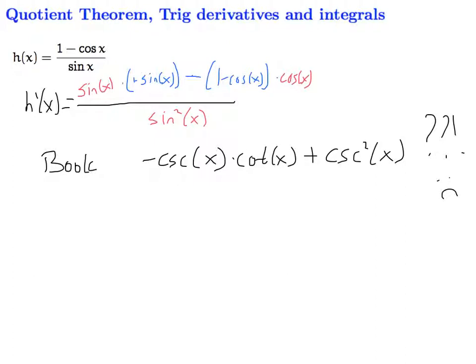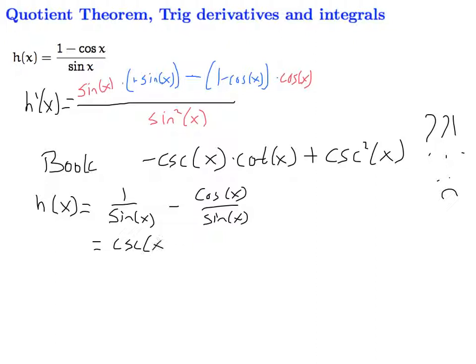Well, another thing that could have happened with this function is they may have rewritten it right away. We can rewrite 1 minus cosine of x over sine of x as 1 over sine of x minus cosine of x over sine of x. And if you remember your trig identities, this first one is, of course, cosecant of x minus the cotangent of x.